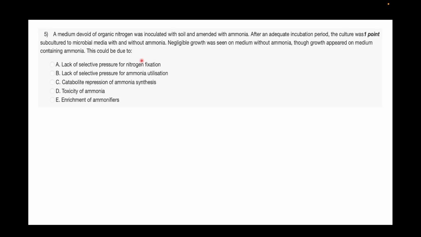Option A, lack of selective pressure for nitrogen fixation. Option B, lack of selective pressure for ammonia utilization. Option C, catabolite repression of ammonia synthesis. Option D, toxicity of ammonia. Option E, enrichment of ammonifiers.